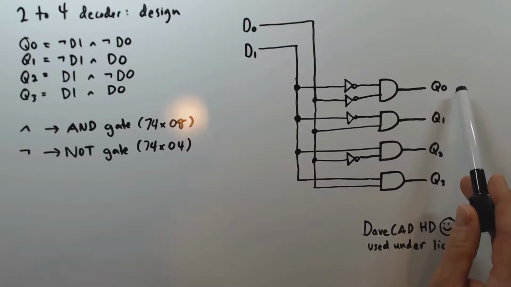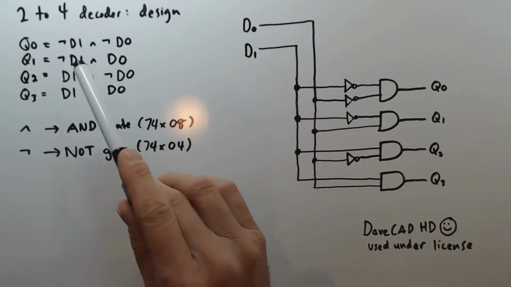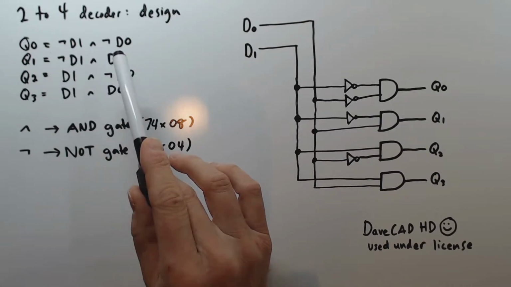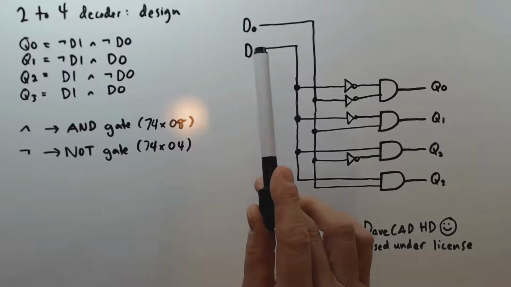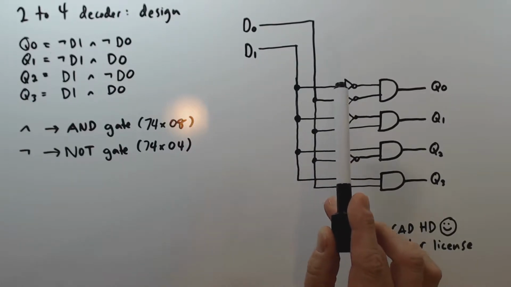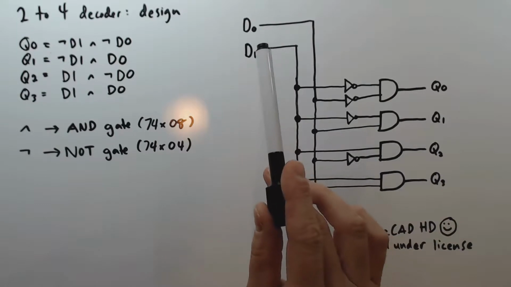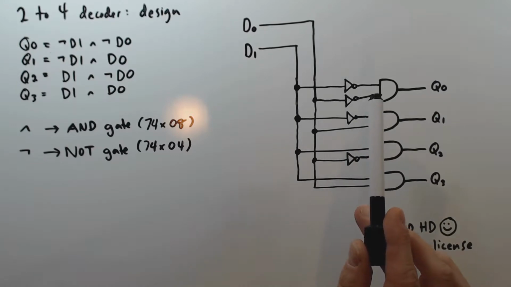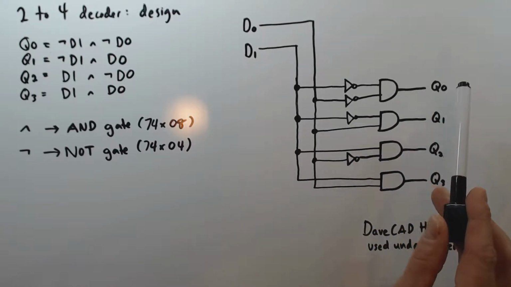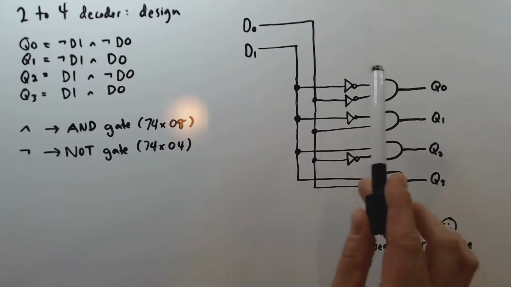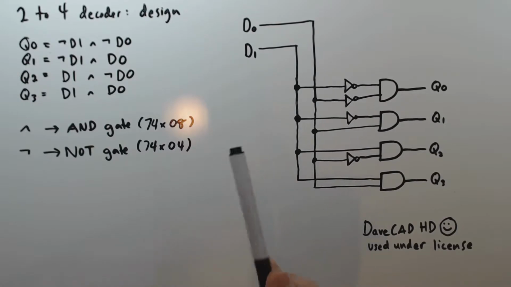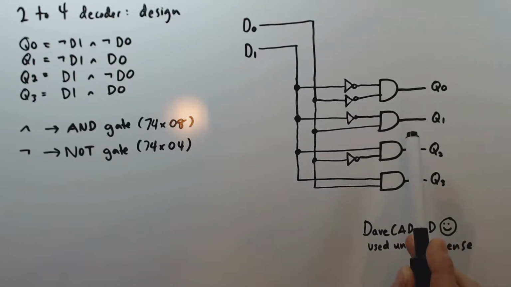So for example, in the generation of Q0, we can see that what we want is that Q0 is not D1 and not D0. So we can see D1 coming down here, going through a NOT gate into this AND gate, and then we can also see D0 coming down here, going through a NOT gate and then into the AND gate, and so we should get a true output here at Q0 if and only if D0 is false and D1 is false. Okay, so now if you're thinking carefully, you may see an opportunity to simplify this circuit.